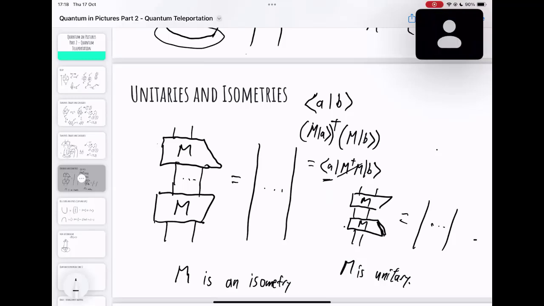Yes, please. It's just slightly confusing notation. If you have a cup and you take the dagger of it, you just write it as a bra like this. So this is implicitly daggering the A as well. Good observation, it's just a confusing notation.